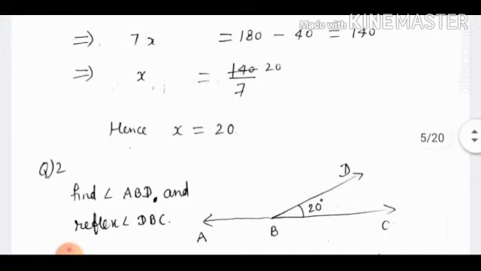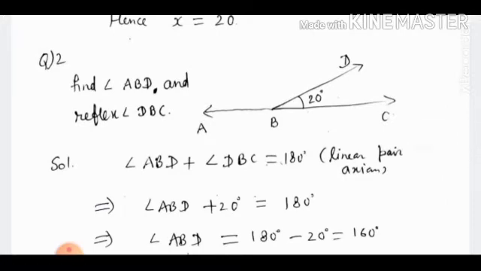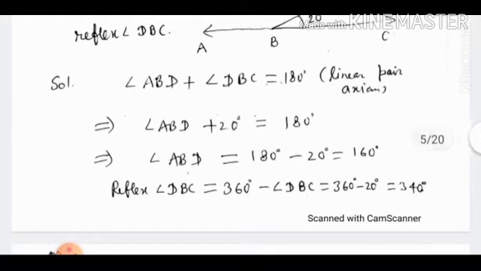Next question. Find angle ABD and reflex angle DBC. Here ray BD stands on line AC, so we can apply the linear pair axiom. So angle ABD plus angle DBC is equal to 180 degrees. This implies that angle ABD plus 20 degrees is equal to 180 degrees. This implies that angle ABD is equal to 160 degrees. Now we have to find the reflex angle DBC. So it will be 360 degrees minus angle DBC, that is 340 degrees.